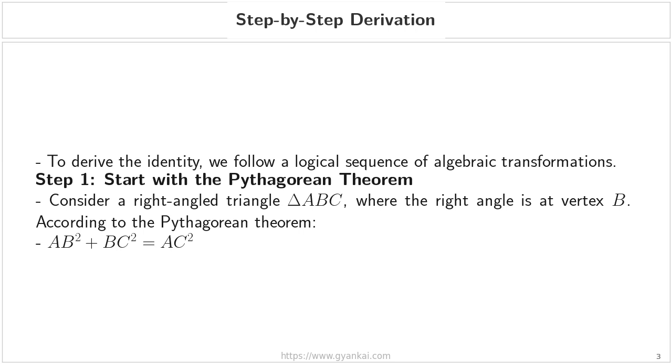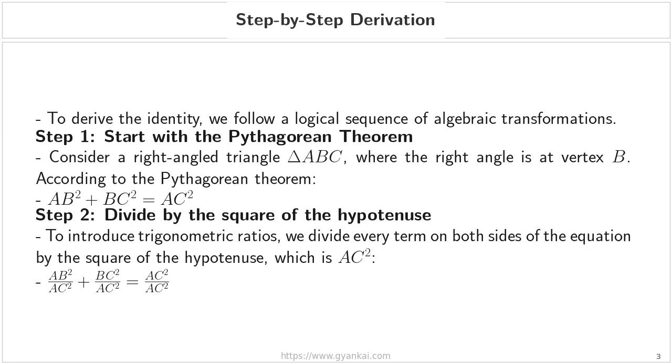Imagine a right-angled triangle, ABC, where the right angle is located at vertex B based on what we just reviewed in the previous slide. The theorem tells us that the square of side AB plus the square of side BC is equal to the square of the hypotenuse, AC. In notation, that is AB squared plus BC squared equals AC squared.